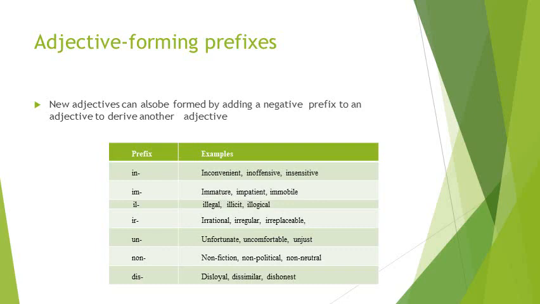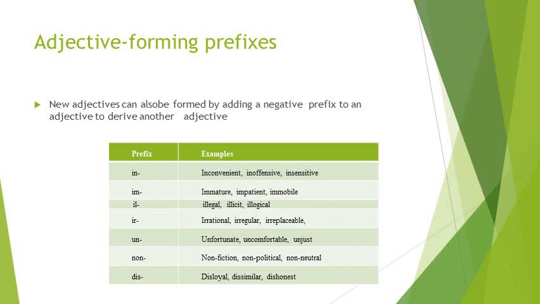If we add it to a word like convenient, we get inconvenient, offensive, inoffensive, sensitive, insensitive. IM will generate immature, impatient, and immobile. IL, illegal, illicit, and illogical. IR, irrational, irregular, irreplaceable. UN, unfortunate, uncomfortable, and unjust. NON, non-fiction, non-political, non-neutral. DIS, disloyal, dissimilar, and dishonest.